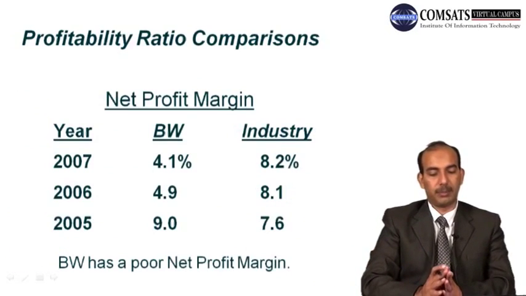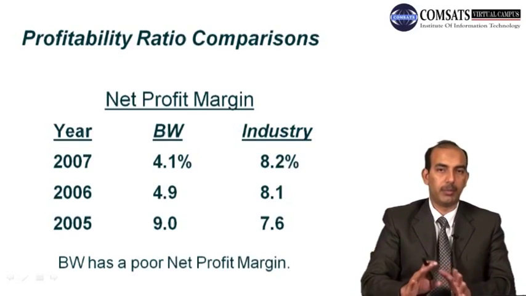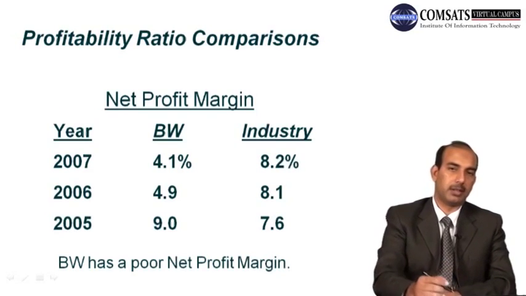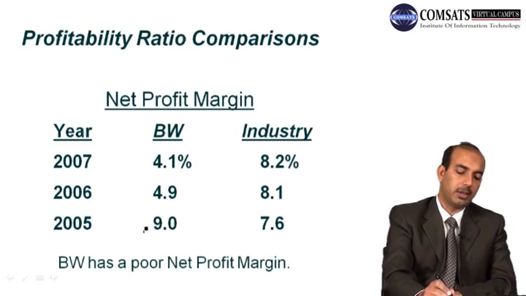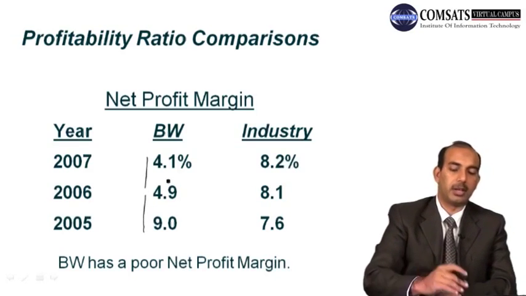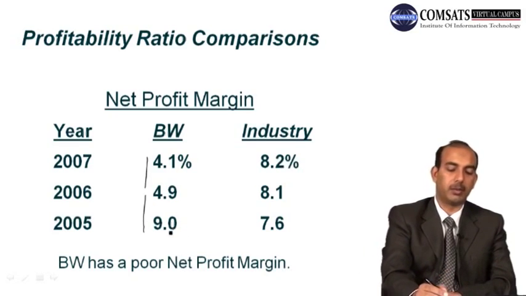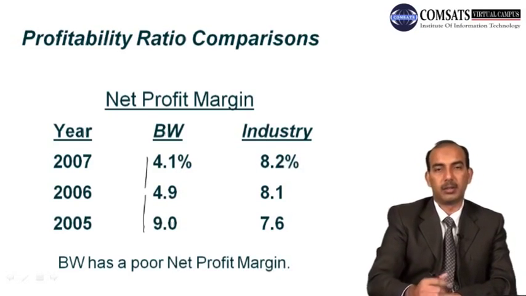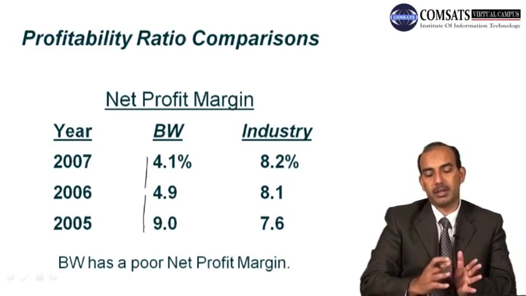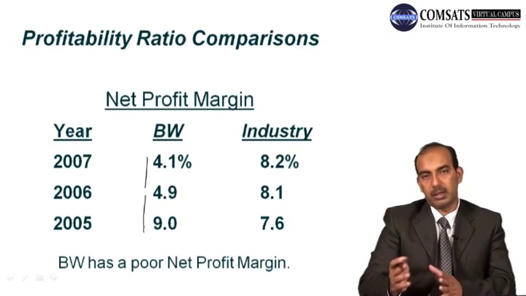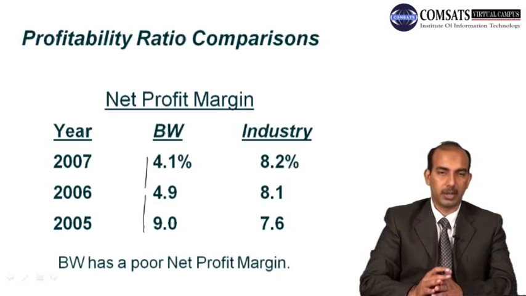Now let's look at the industry pattern. And even before the industry pattern, there is a worrying sign for the basket vendor here. Every year, the net profit margin is reducing. And from 2005 to 2006, there is a big jump. Almost the figure reduced to half, from 9% to 4.9%. And then there is a drop of 0.8%. So this jump from better figures towards the worst kind of figures is a huge sign to look into the operations.